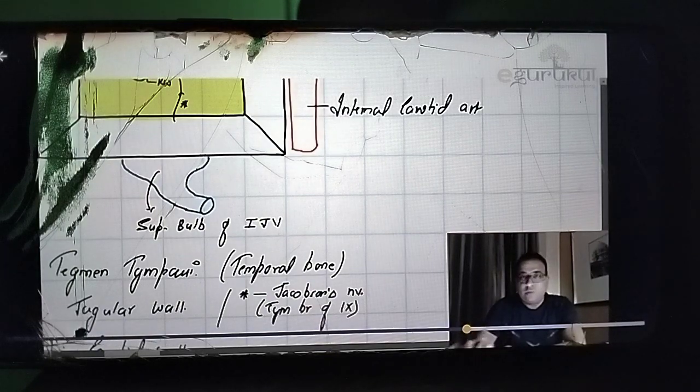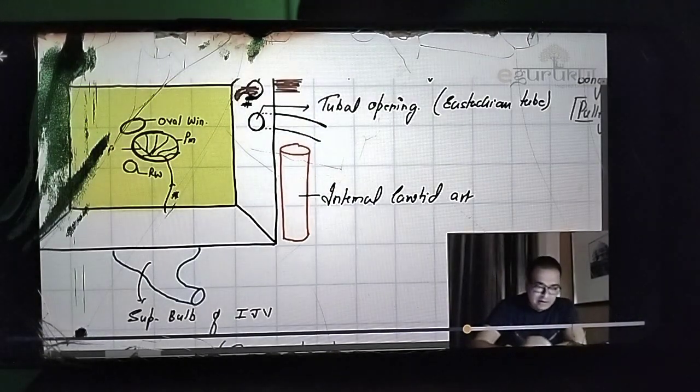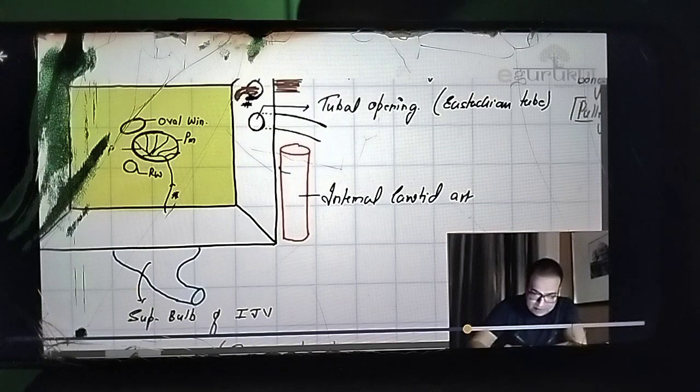Sympathetic nerve comes from where? From the plexus. Obviously, where will be the plexus? Around the internal carotid artery. So we do have a sympathetic plexus around the internal carotid artery, and from this sympathetic plexus, a nerve enters through the anterior wall and also contributes to this plexus. In fact, there are two of them, not one.